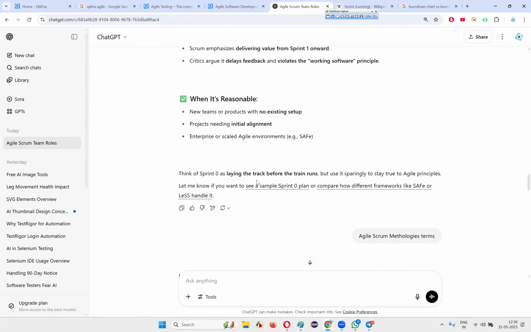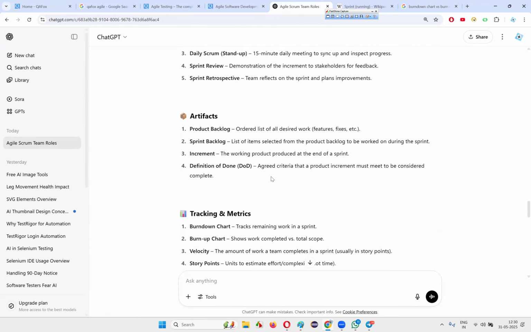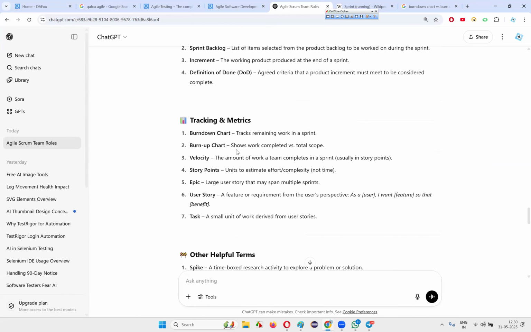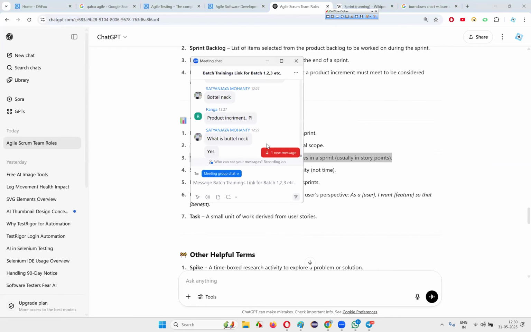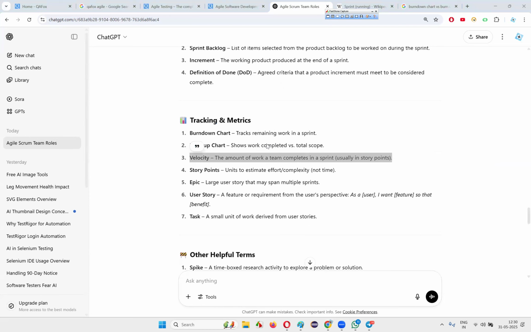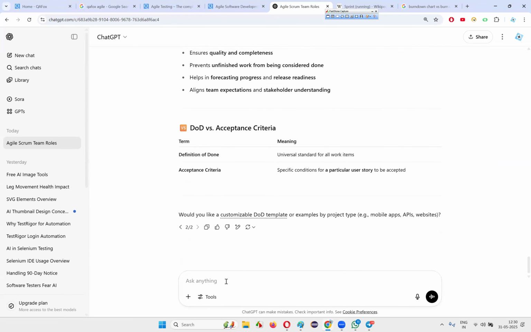Then what else is there? Burn up chart. Velocity. How will the velocity be calculated, guys? Yeah, definition of ready is also there. We'll see that later, don't worry. Yes, DOR, definition of ready. We'll see the definition of ready also here.